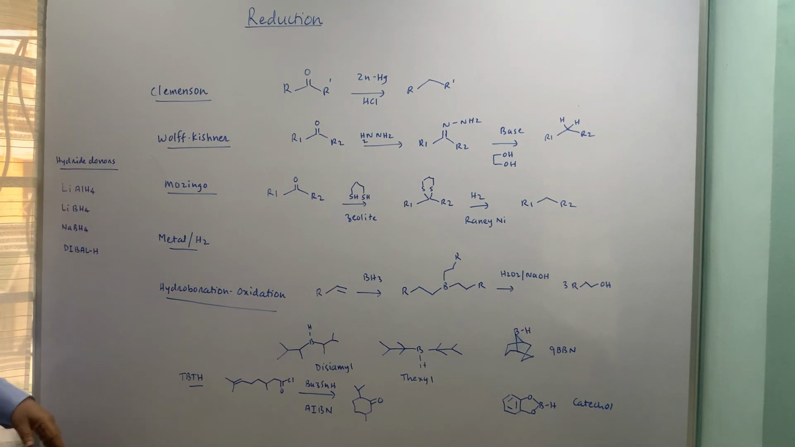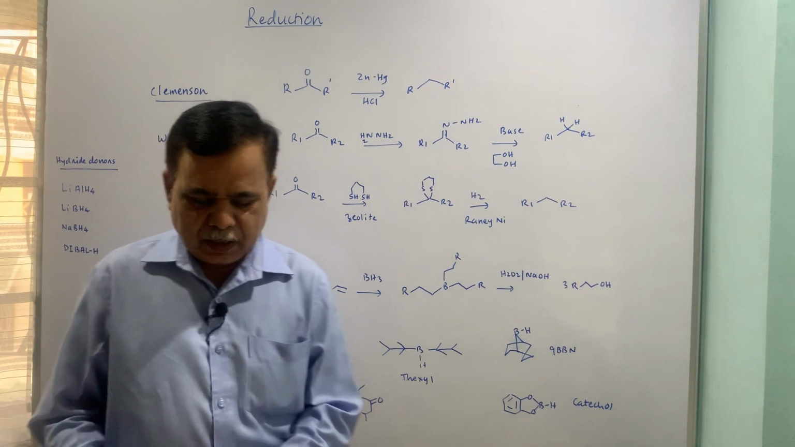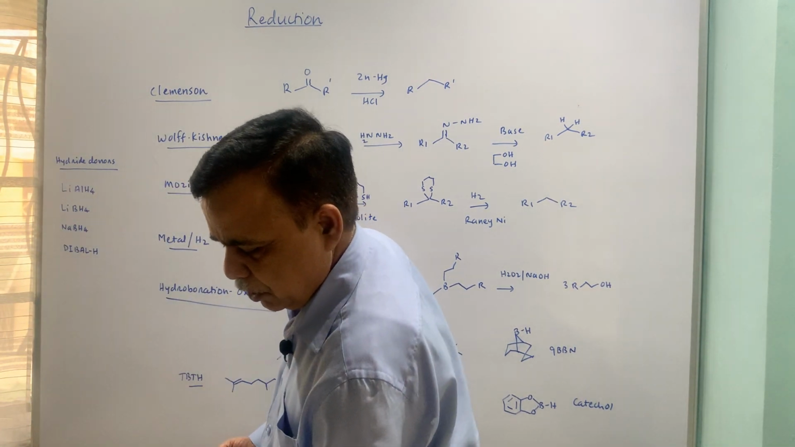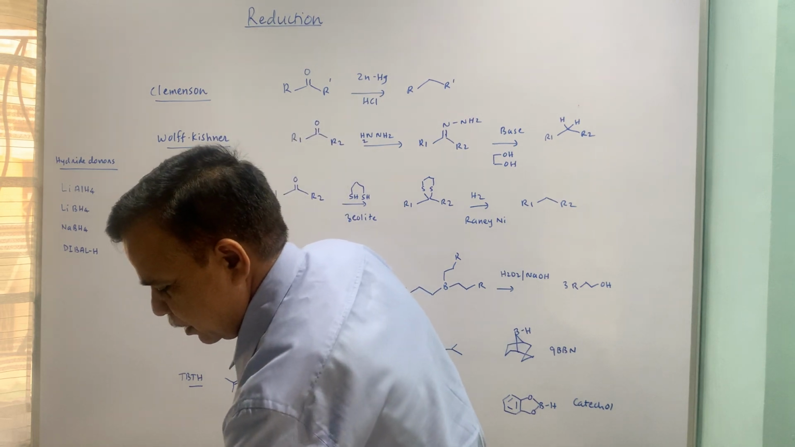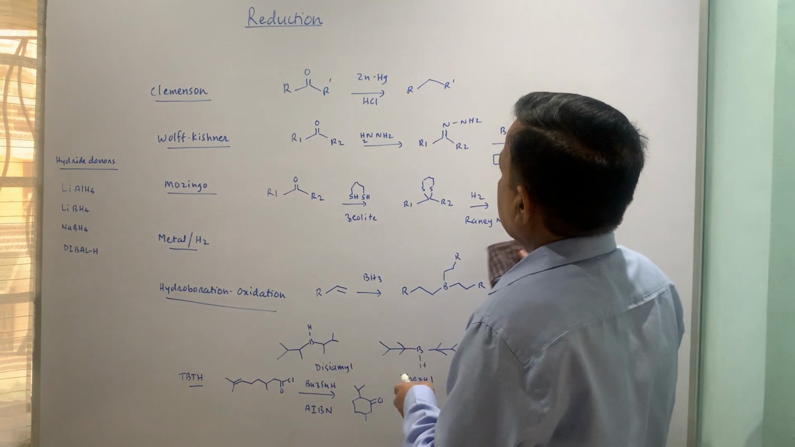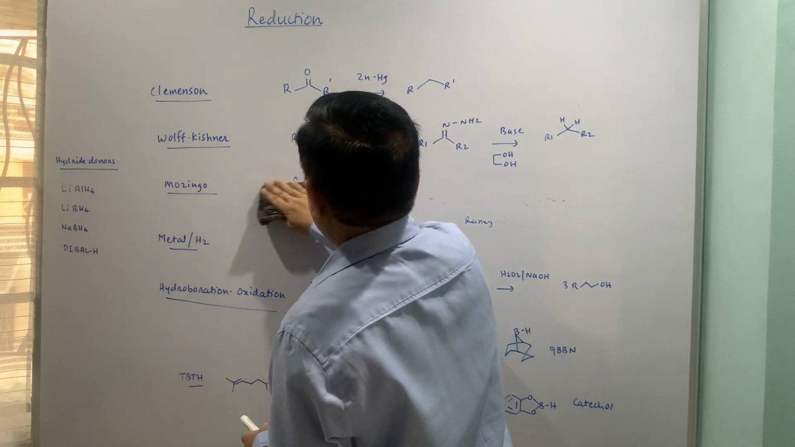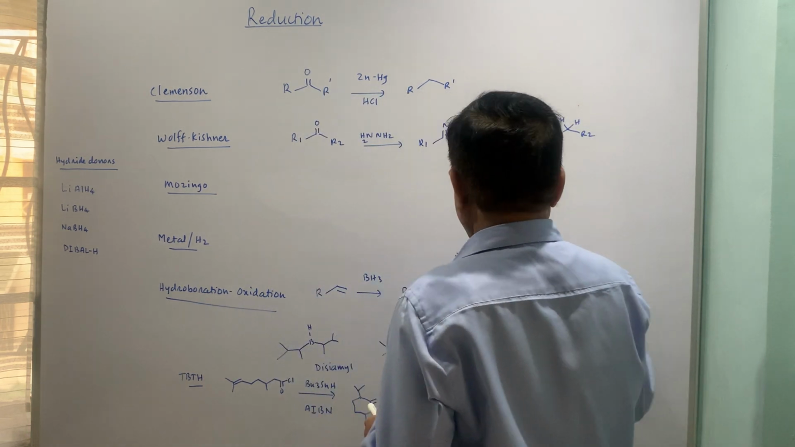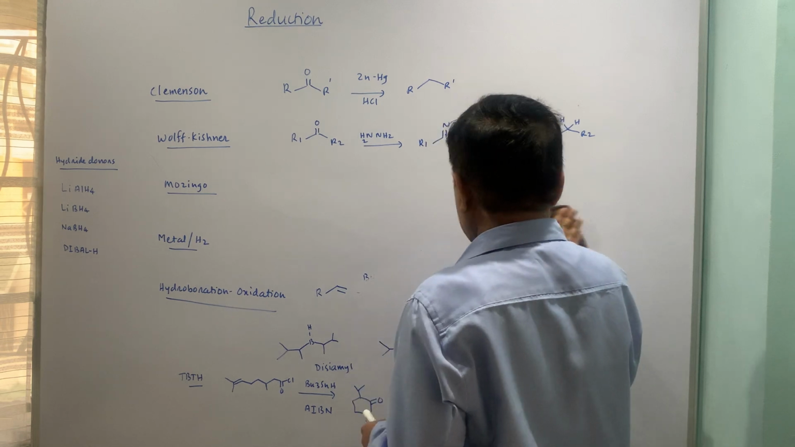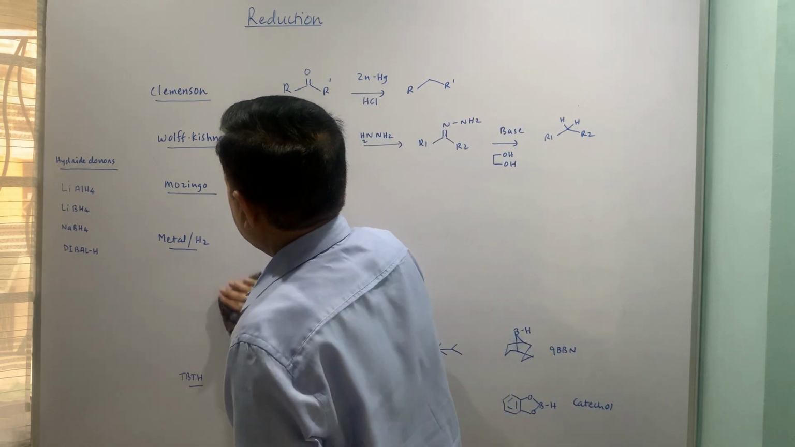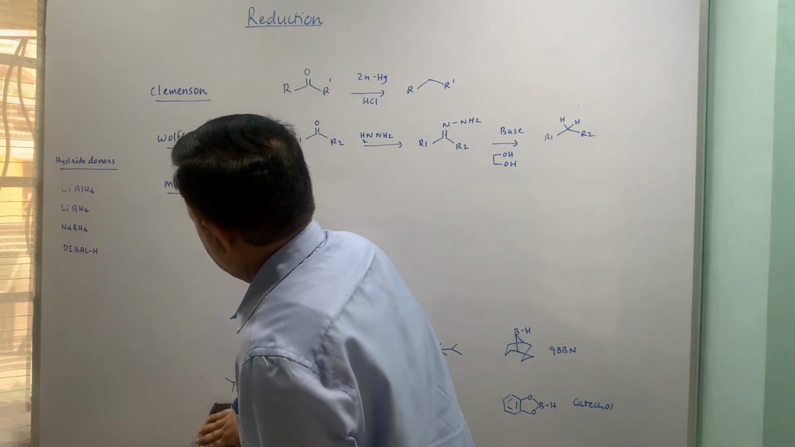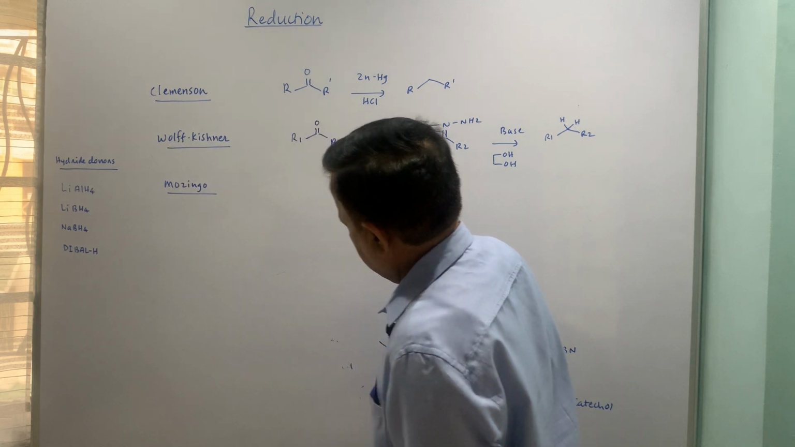So, we will just go from the beginning, and I will try to put some examples of each reagent. So, Clemmensen, you need not remember it, because this is a radical path and nobody is going to ask you the mechanism about it.